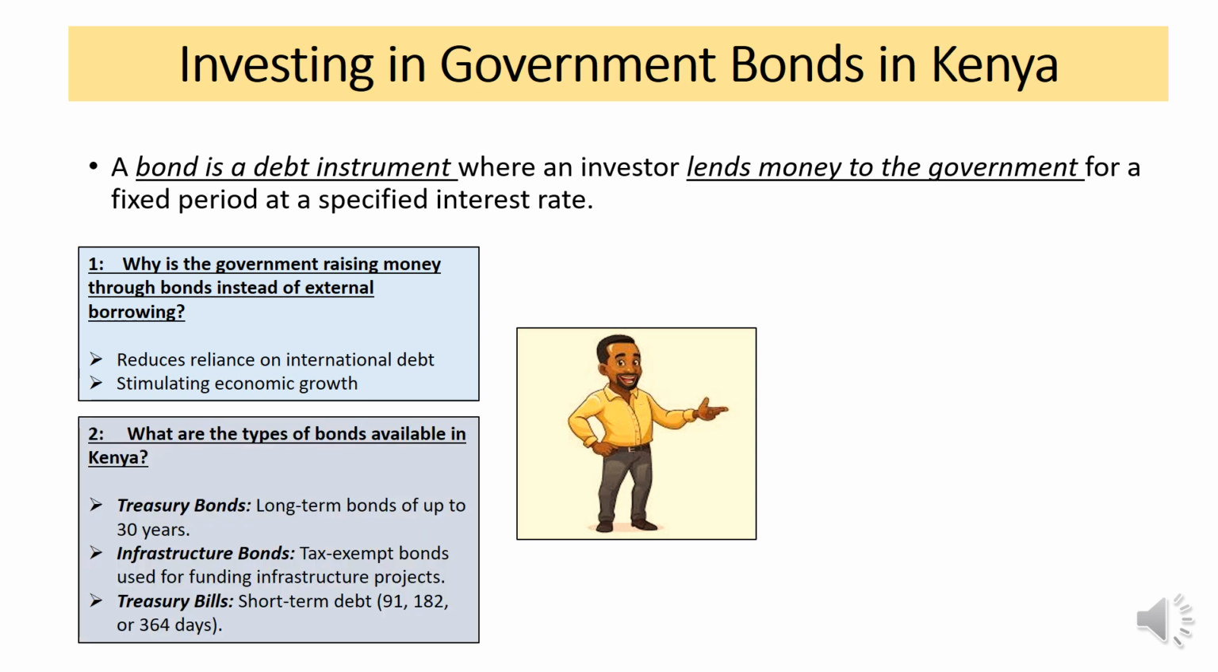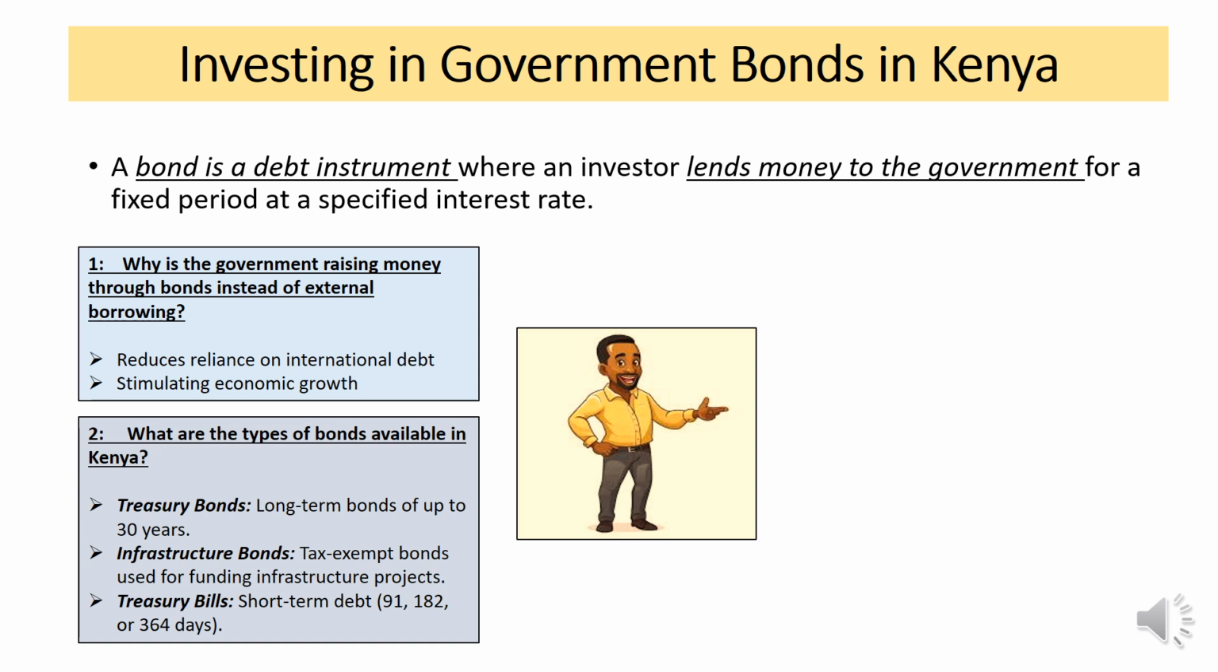What are the types of bonds available in Kenya? There are three main categories of bonds that the government usually floats. So floating a bond is like making the bond public, inviting the public to come and purchase the bond. That's why I'm using the word floating. Okay, so there are three types.